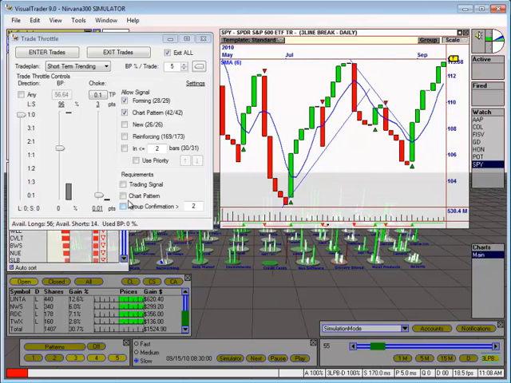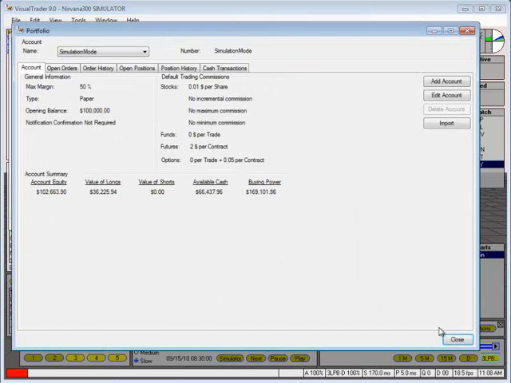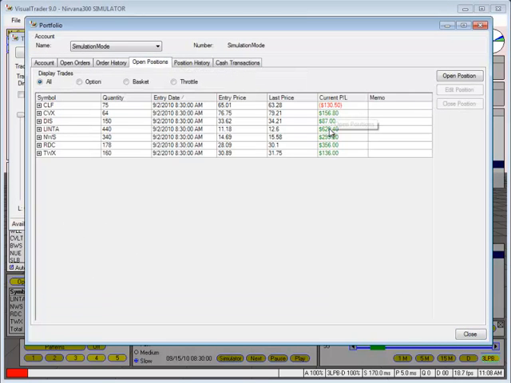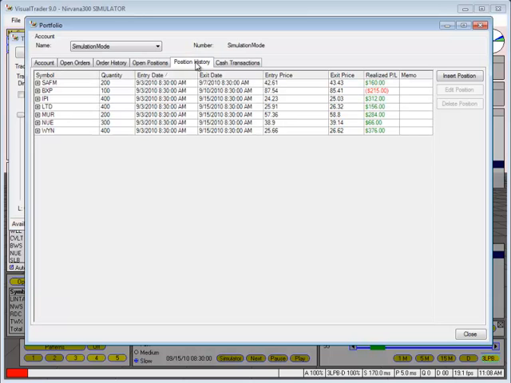You can see as my trades exit, the buying power reducing. Now I only have the basket trades that I originally established. Let's look at my account balance so far. If I click account down here, it comes up and shows me that I am indeed up 3% on my account. I can look at my open positions. You can see those basket trades are doing very, very well. And my position history. Again, only had one loser there.